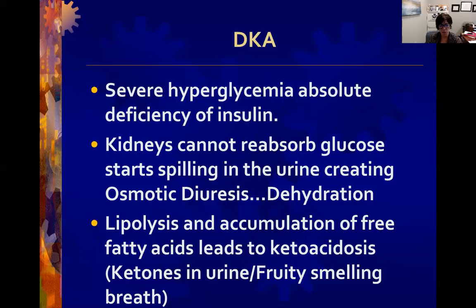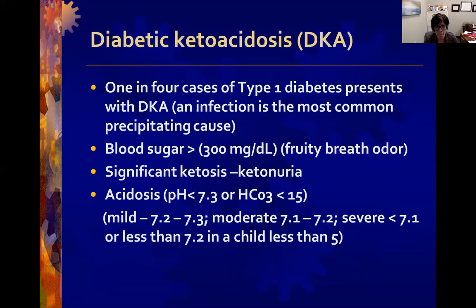Lipolysis and accumulation of free fatty acids. So remember, there's no insulin on board, so the cells aren't getting their nourishment. So the cells are starving. So they're eating fatty acids and anything else they can find, and they're releasing these ketones into the system. So you start to get ketones in the urine. You get this fruity smelling breath.